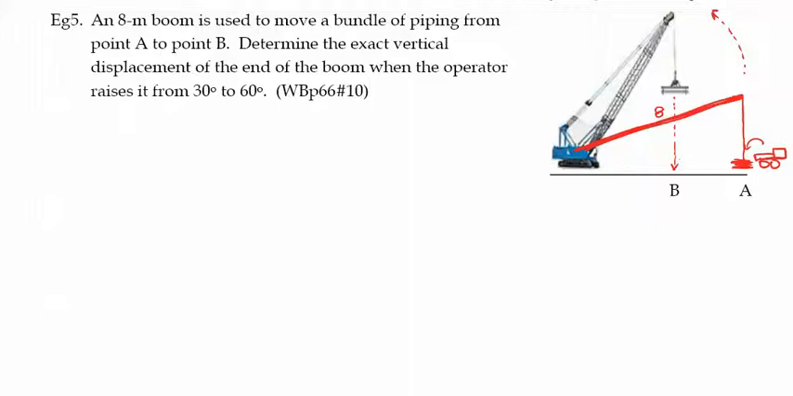These booms at the construction site, sometimes they have limitations. You need to find a creative way to work around this. And in this case, if you can raise this boom up a little bit and up a little bit this way and drop the pipe that way, you will be able to carry the pipe from point A to point B.